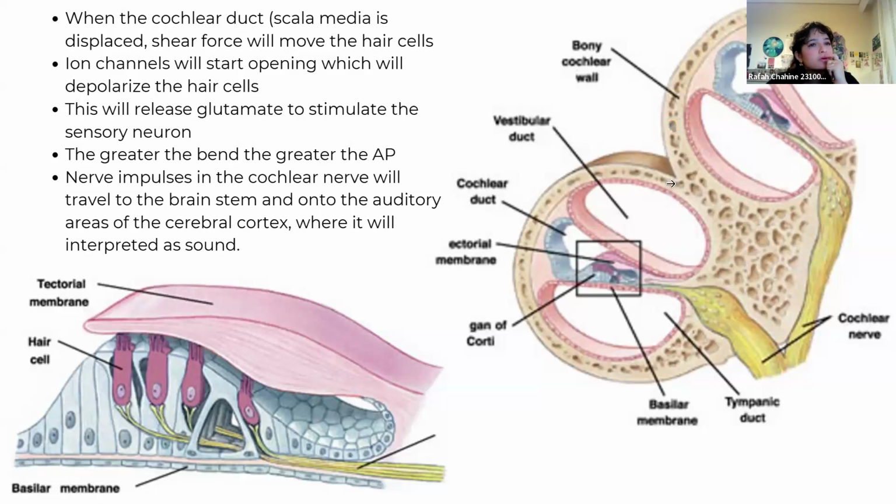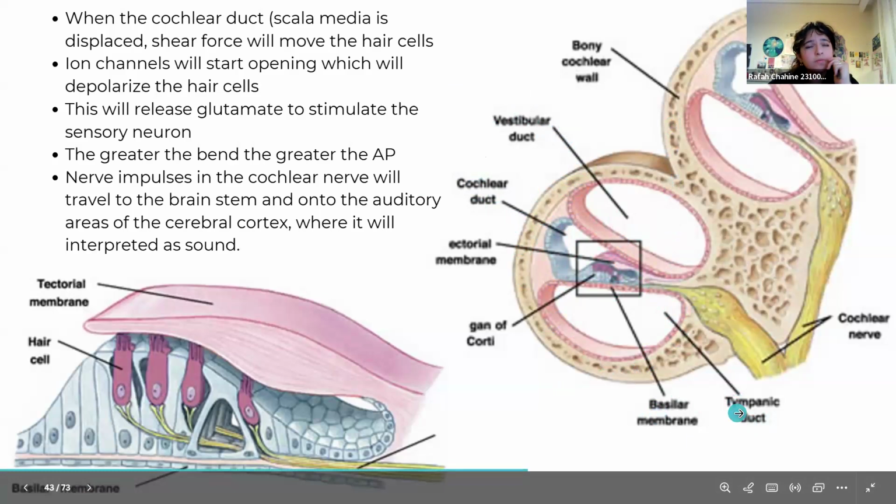Okay, anyways, so the scala media is also known as the cochlear duct. So don't get confused if they ask you about the cochlear duct or whatever. It's also called the cochlear duct. And then the scala vestibuli is also called the vestibular duct. The scala tympani is also called the tympanic duct, okay? Fine.